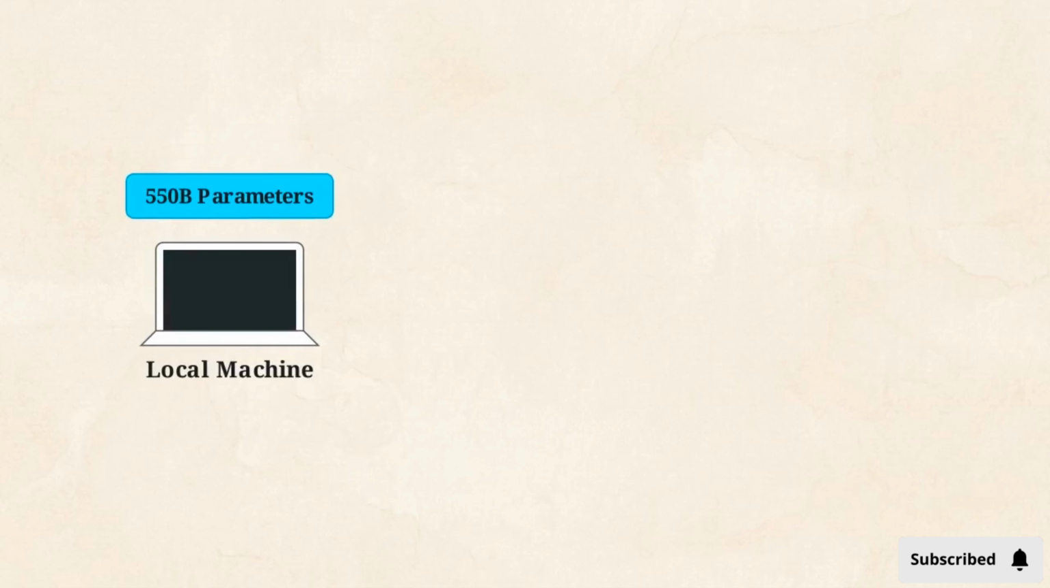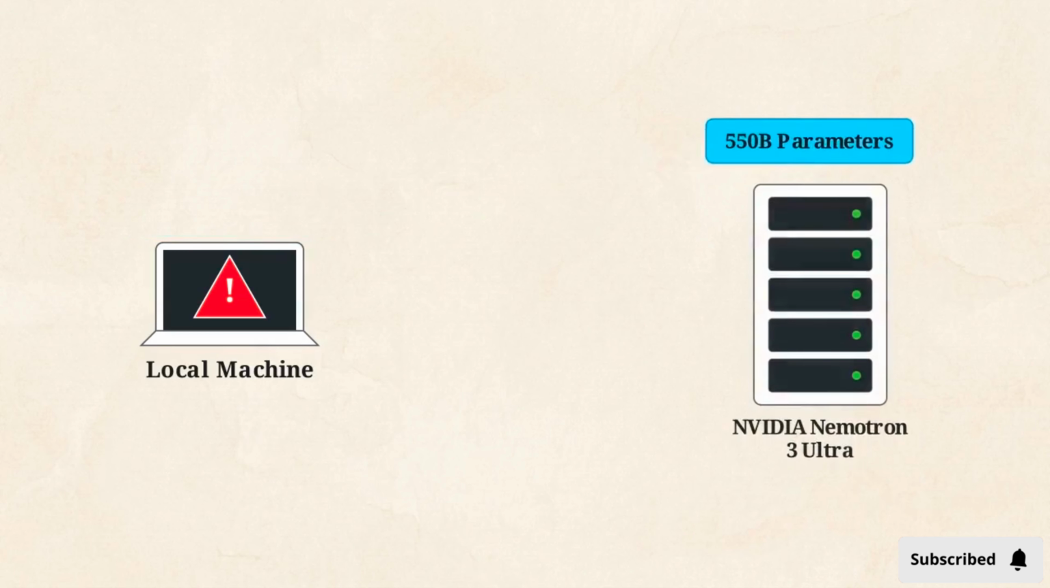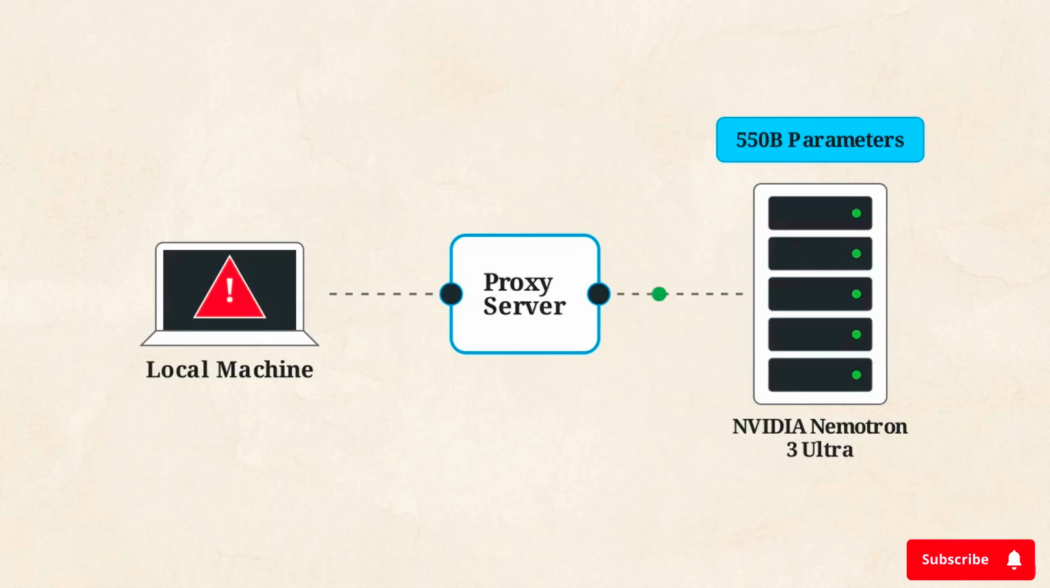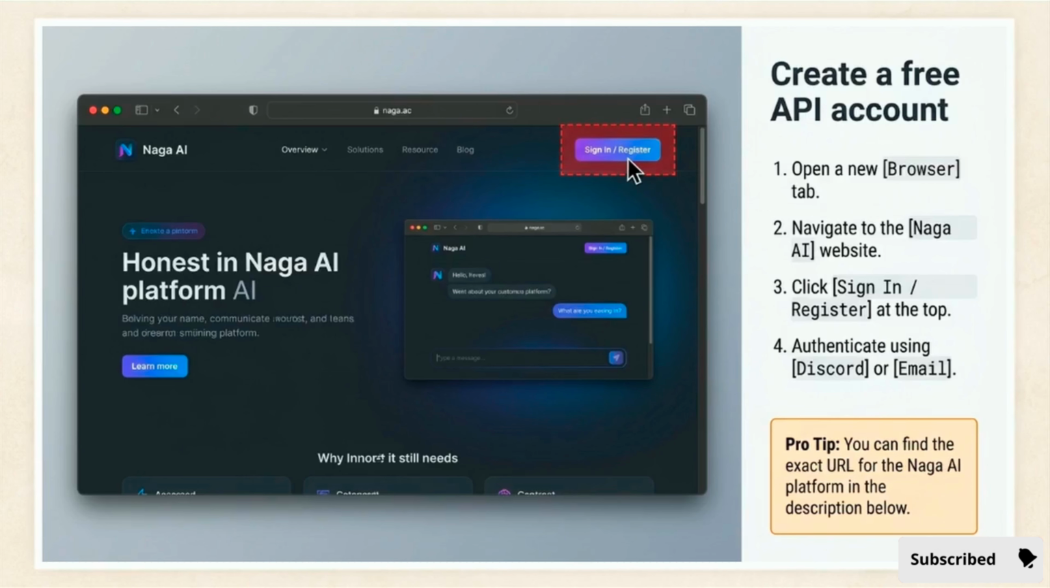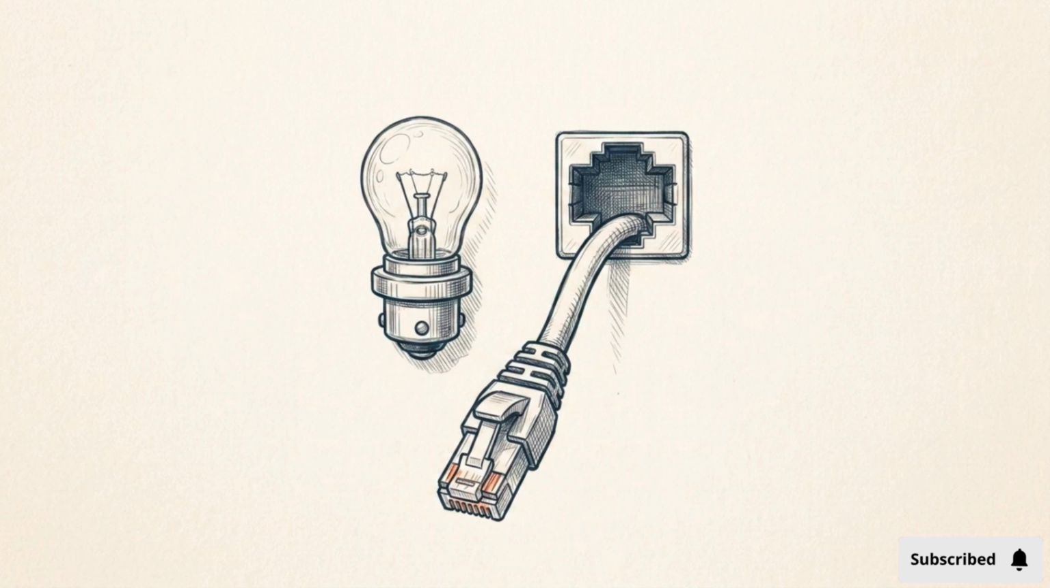Because the model is too large for standard consumer hardware, we must route the API calls through a third-party proxy. Navigate to naga.ac and click Sign In to register an account using your Discord or email address. At this point, the agent is installed locally, but it remains dormant until a verified communication bridge is established.